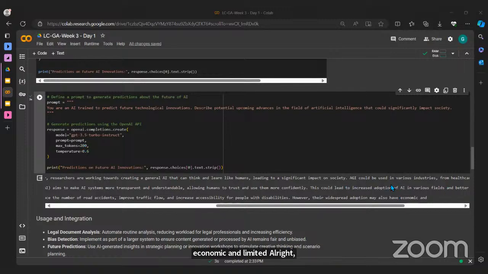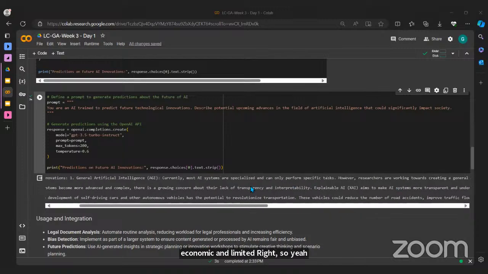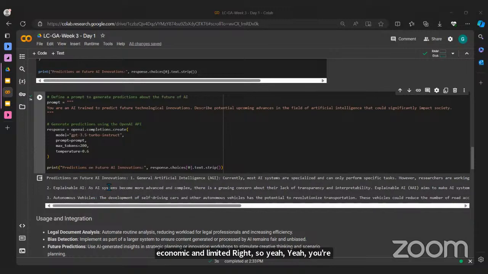Right, so yeah, we've seen its response. It's literally trying to tell us what the future AI will look like, and it's just in line with what I had on the slides.